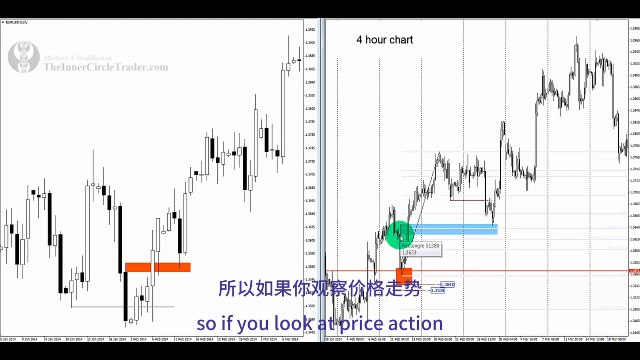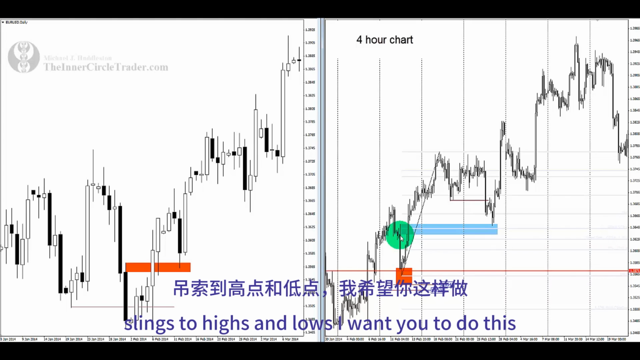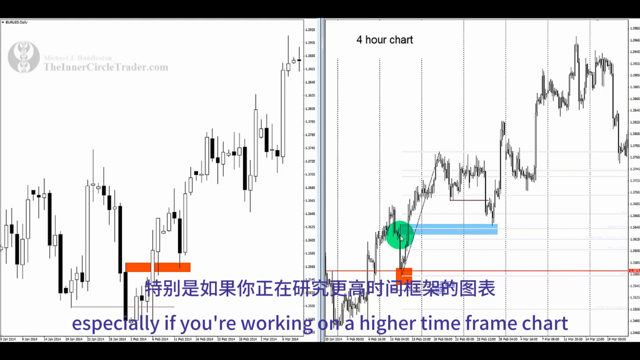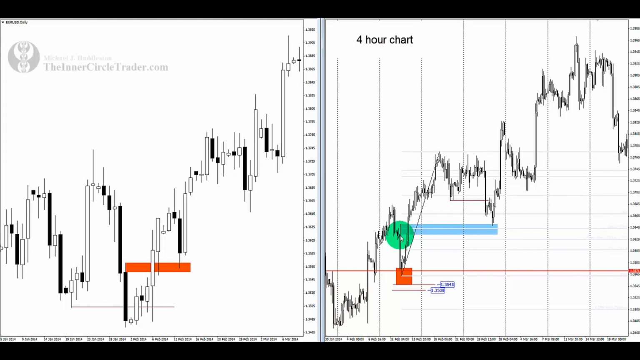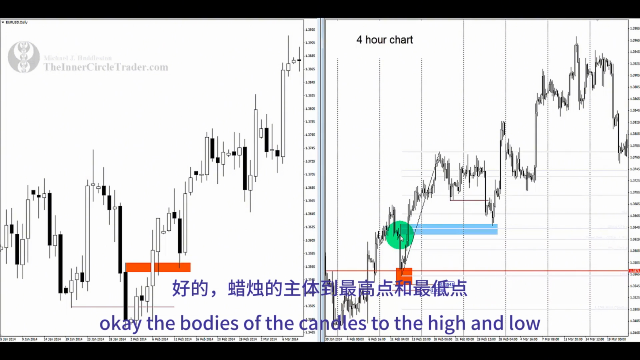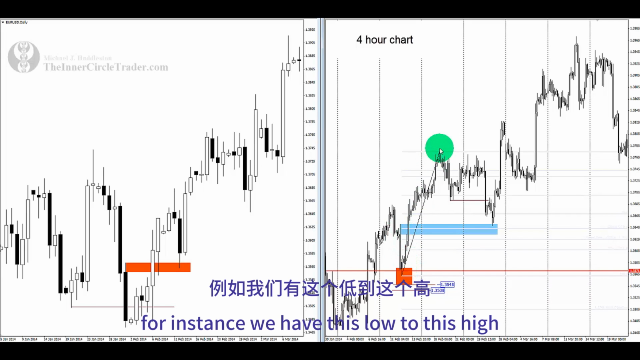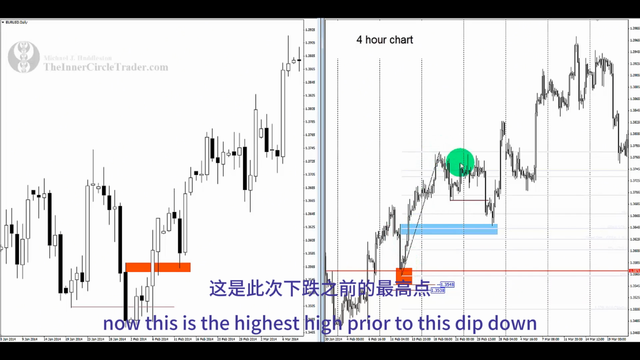So if you look at price action and you study the overall movement between price swings to highs and lows, I want you to do this, especially if you're working with a higher time frame chart. If you look at the bodies of the candles, the bodies of the candles to the high and low between the two price points. For instance, we have this low to this high. Now this is the highest high prior to this dip down.